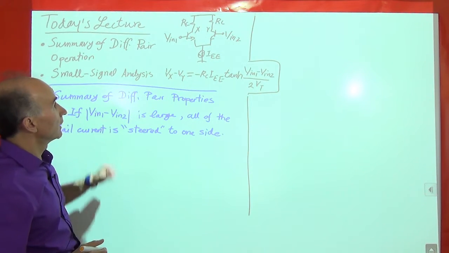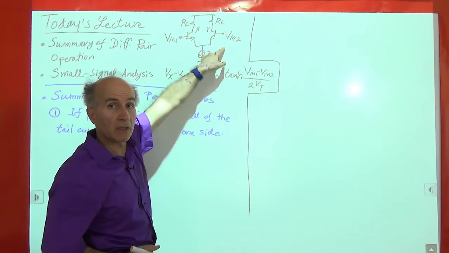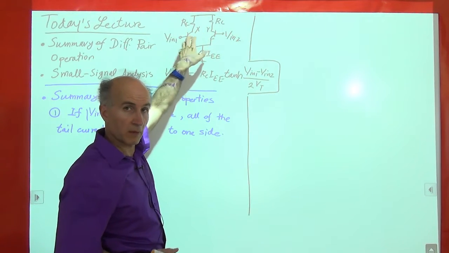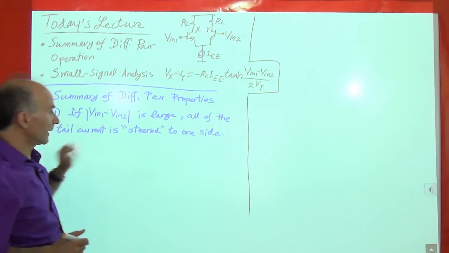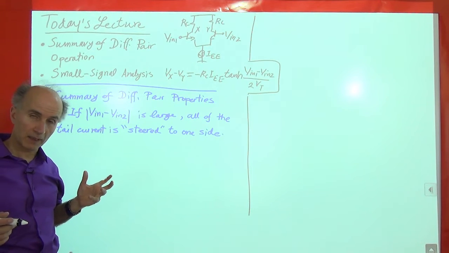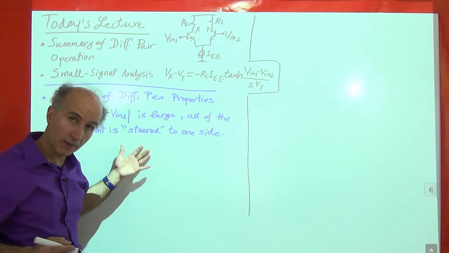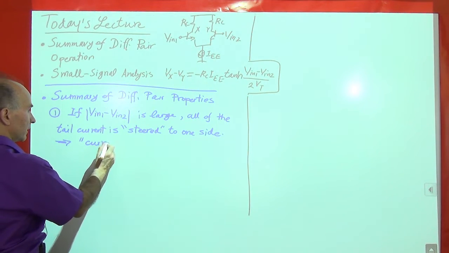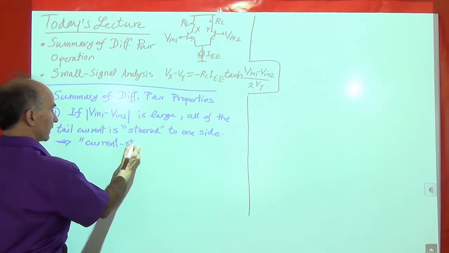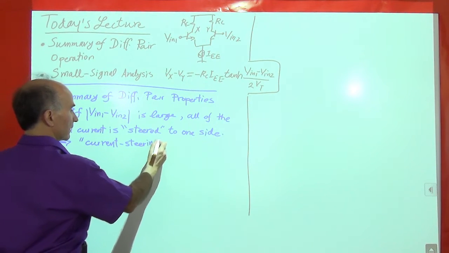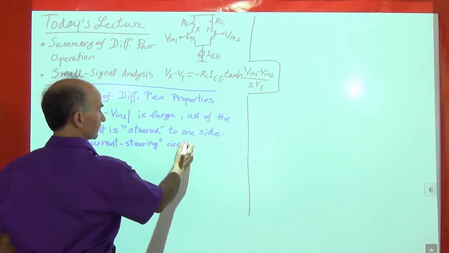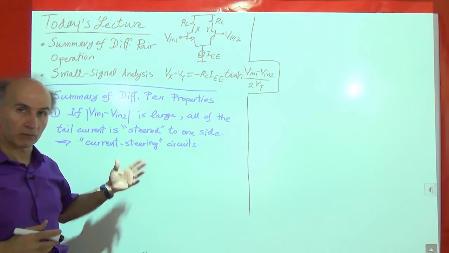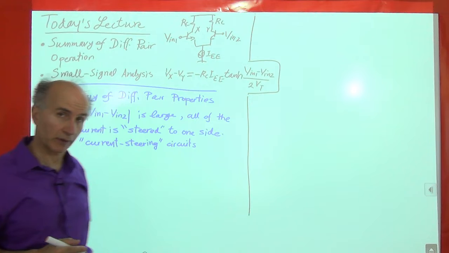Okay, so if V in 1 is sufficiently higher than V in 2, all the tail current steers to the left, or to the right if it's the other way around. So that's one interesting property that we can see, and in some applications we actually utilize this property. This leads to what we call current steering circuits. We won't talk about this here, but that's one class of circuits that originate from this type of circuit.